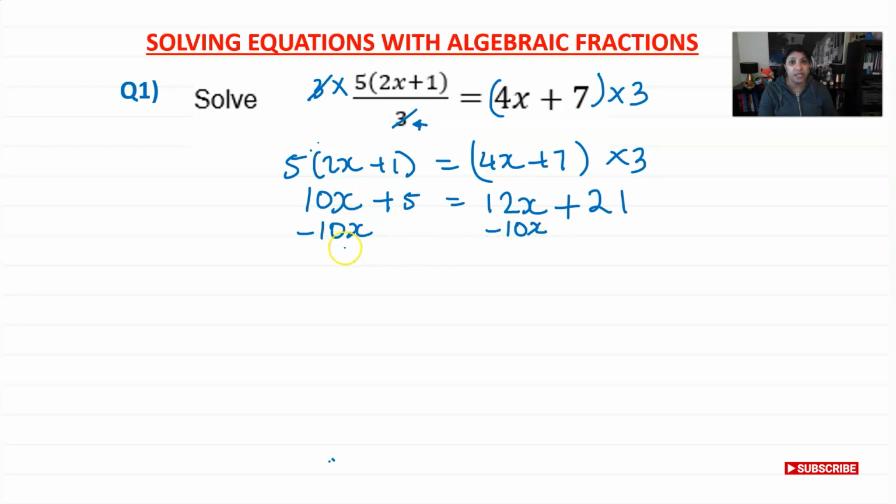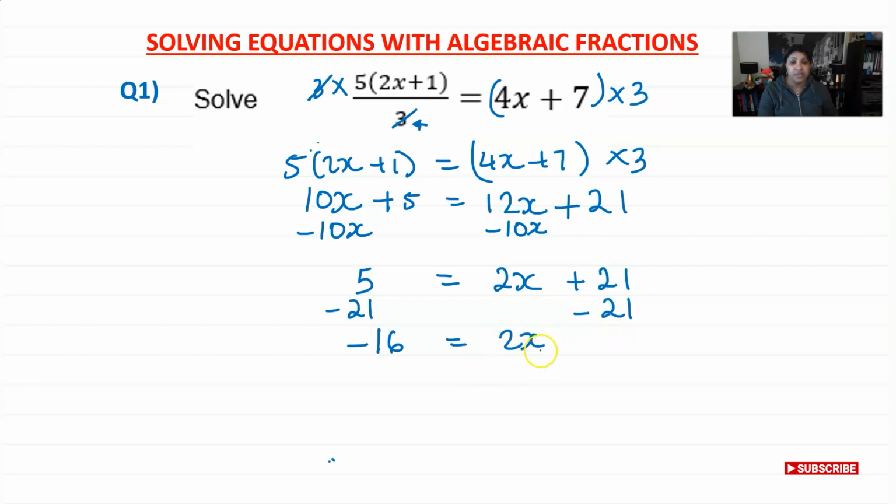Now 10x take away 10x is 0, then I'm left with 5, which is positive, so I have 5 equals 12x take away 10x, this will give me 2x, and then I have my plus 21. Now I need to have the unknown on one side, which means I need to get rid of the plus 21. So I'm going to do minus 21, the opposite of plus, both sides. So now 5 take away 21 is negative 16. So negative 16 is equal to 2x. Plus 21 minus 21 is 0.